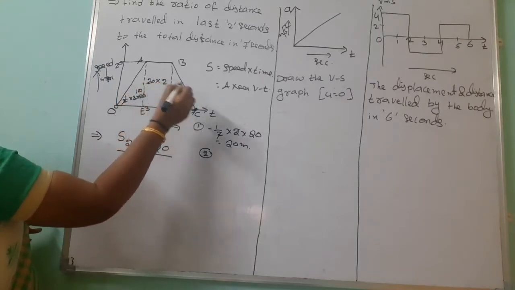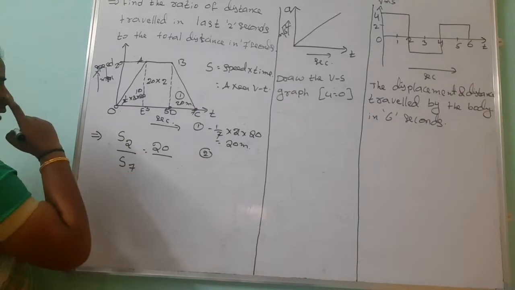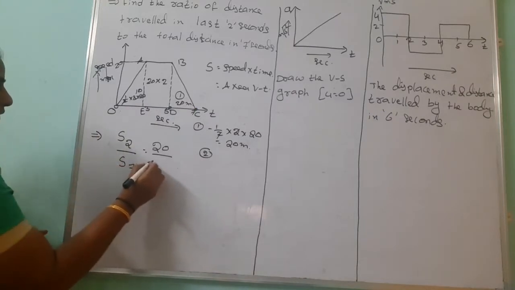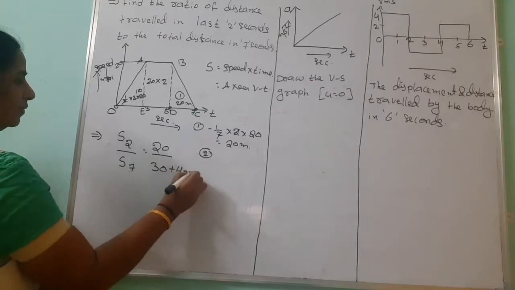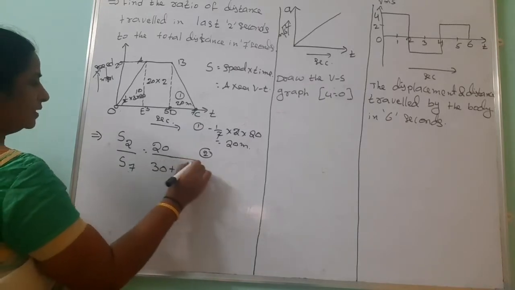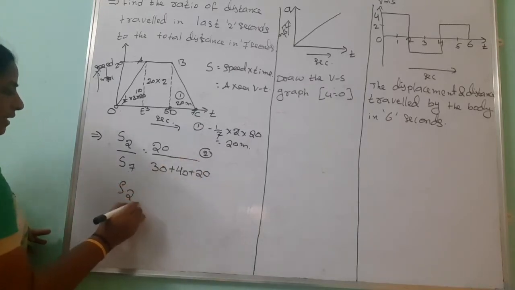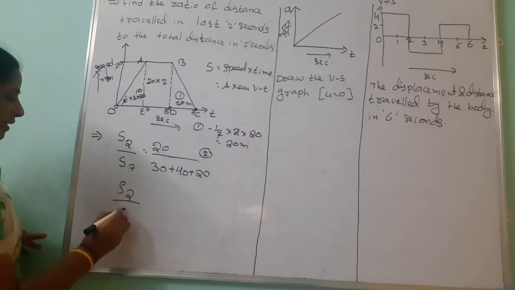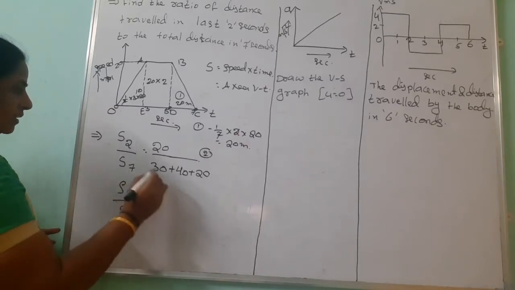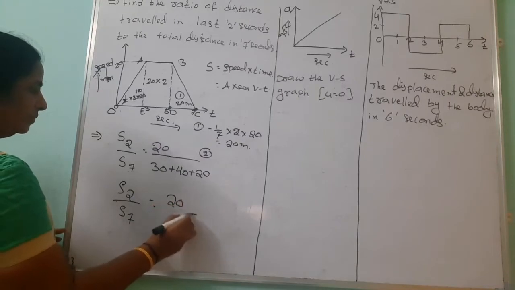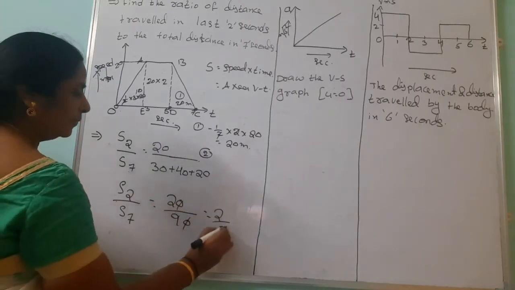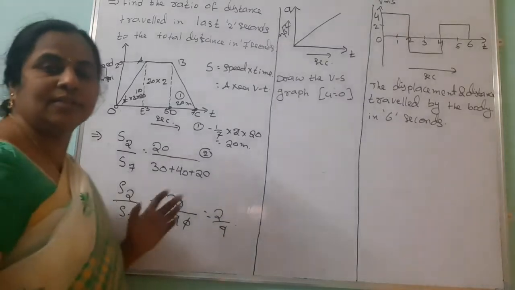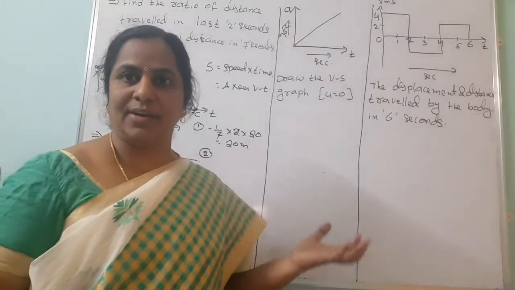The total is 30 plus 40 plus 20. After simplification, the ratio of the distance in the last 2 seconds to the distance in 7 seconds is 20 by 90. Our answer is 2 by 9. So when you know the speed and time graph, we can calculate the distance.